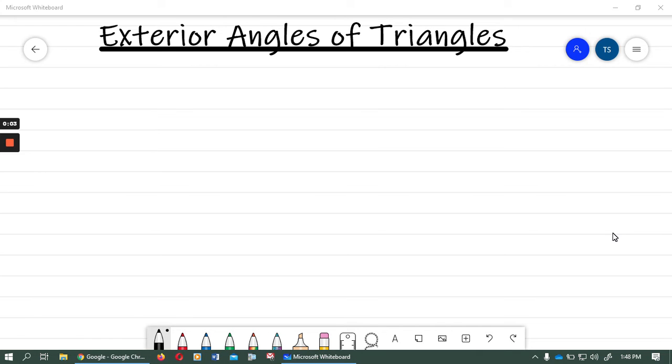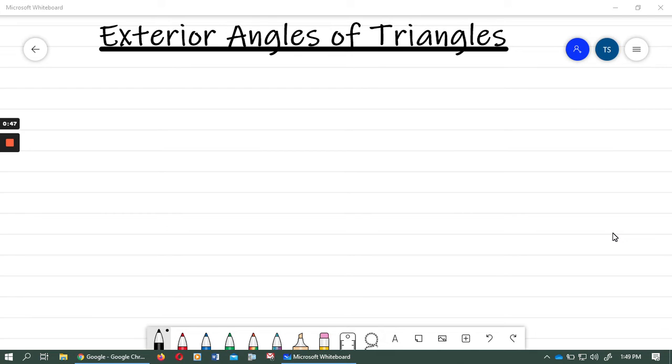Hello students! This video is on exterior angles of triangles. In our last previous lesson we discussed the triangle angle sum theorem, which talks about the sum of the three interior angles of a triangle. In this video, even though we'll still have those interior angles inside the triangle, we're going to focus on the relationship between the exterior angles of a triangle and what sort of things we can do with that.